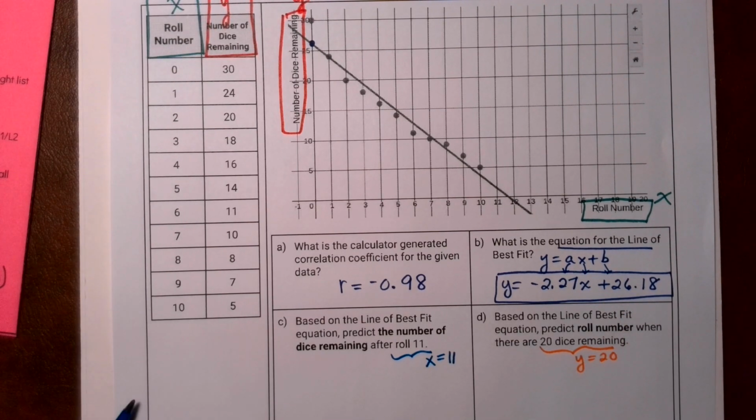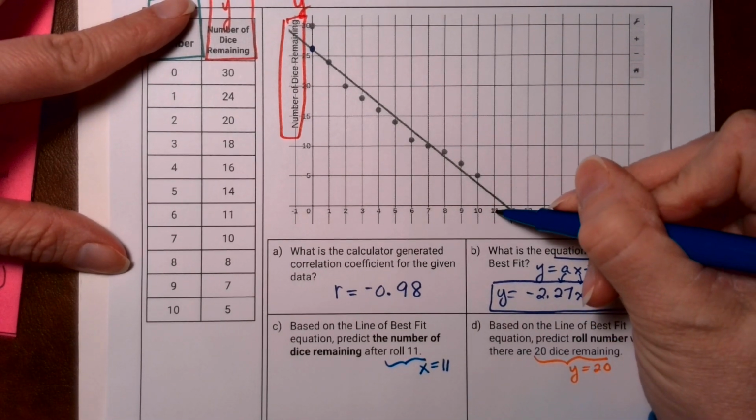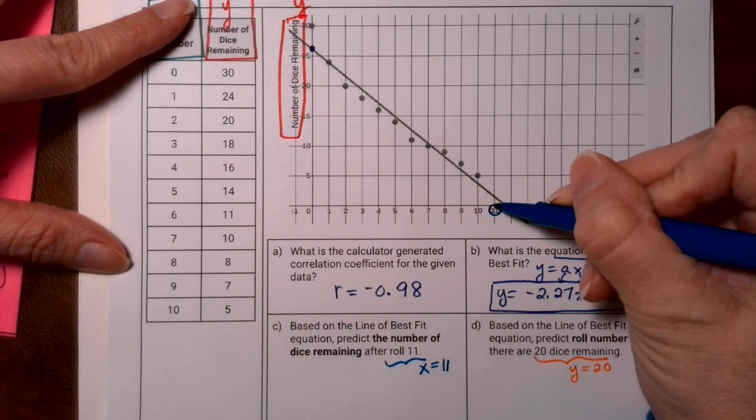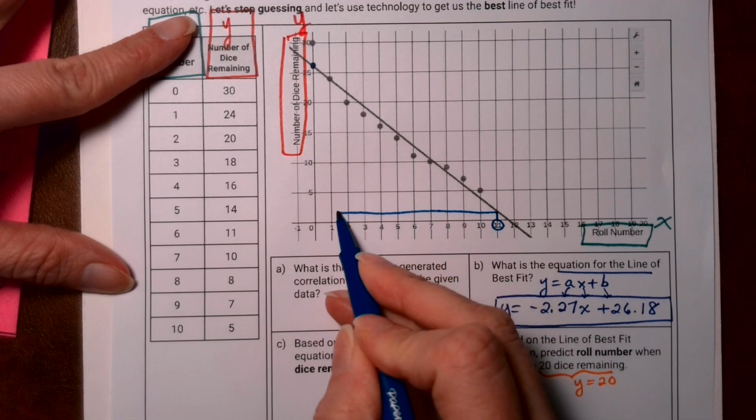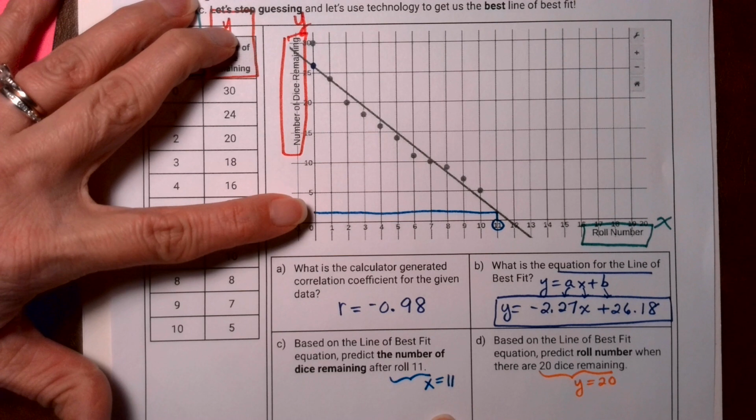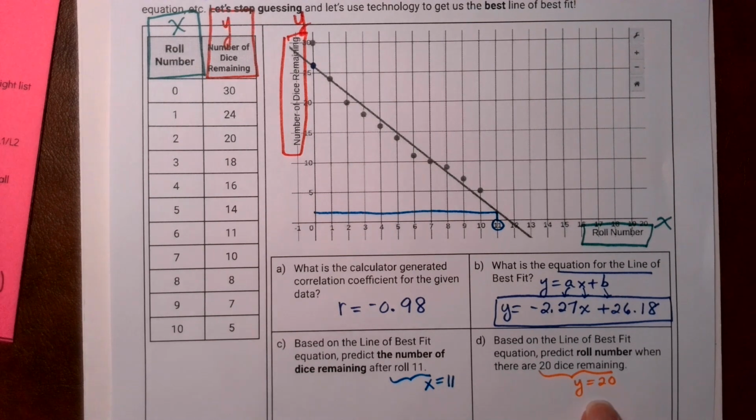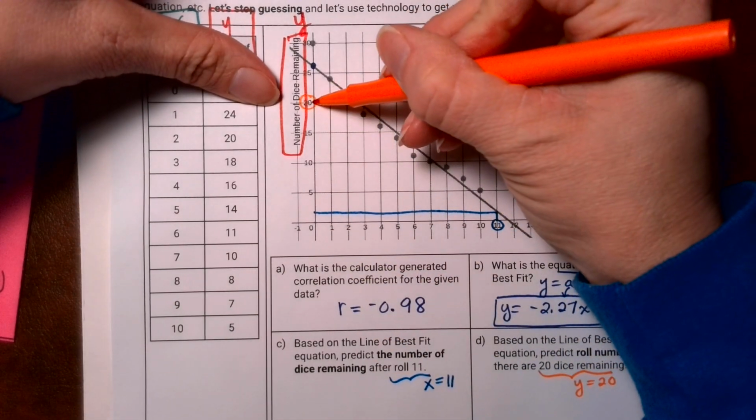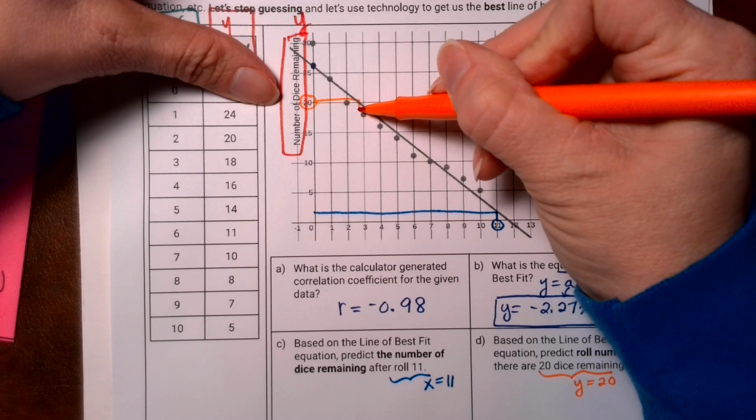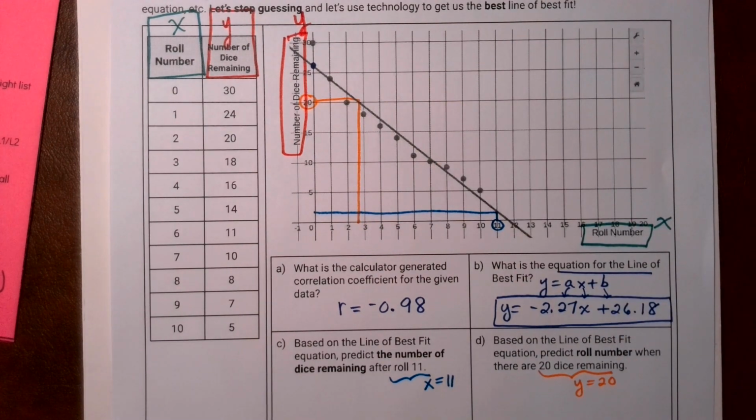Now we can look at the graph to get a little prediction. If x is 11, here's 11 for x. It's going to be right about here, but I certainly don't want to guess this number. It's going to be between 0 and 5. Part D is a different question. If there are 20 dice, let's go to number of dice for 20 dice, and go to the line. The answer is going to be between 2 and 3, but once again, we don't want to guess.